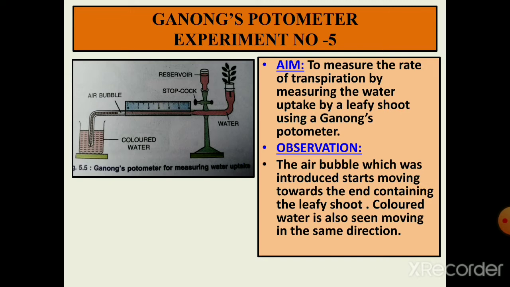Now, the figure that you see is the Ganong's potometer. It consists of a Z-shaped tube which has a broader end and a narrow one. In the broader end, we place a twig. What type of twig do we place? We take a twig which has broad leaves.